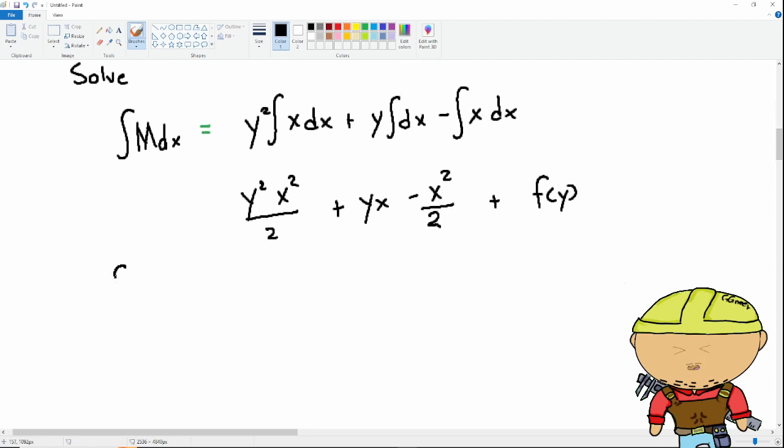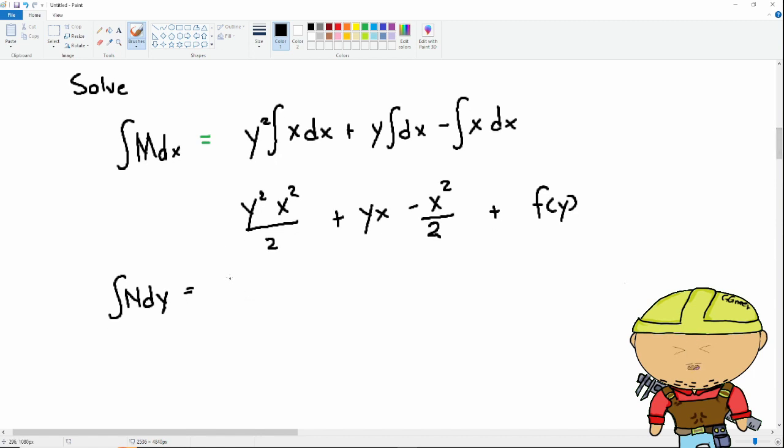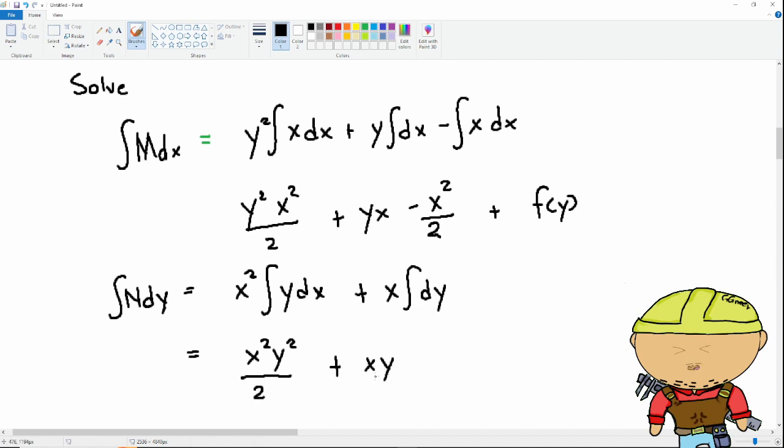Integration of the right side, x squared y plus x. So we're gonna focus on the y. x squared integral of y dy plus x integral of dy. Only two terms. We integrate that, x squared y squared over 2 plus xy. Take note. I'm gonna write the mdx here, and I'm gonna copy it below.